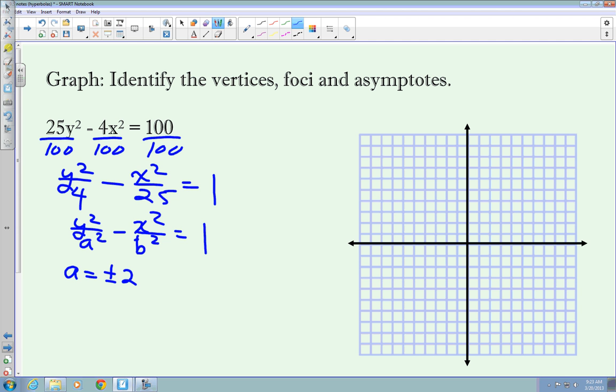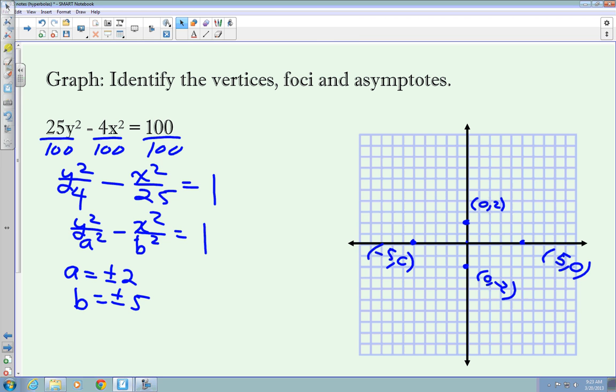So I go over here on my graph, go from 0, 0, and I go 0, 2, and 0, negative 2. And I know my graph is going to be opening up and down. Okay, so then I look here and I see if b squared is 25, what's b equal to? 5, plus or minus 5. So I'm going to graph those points. 1, 2, 3, 4, 5. 1, 2, 3, 4, 5. And so I have 5, 0. Negative 5, 0. Draw my box.